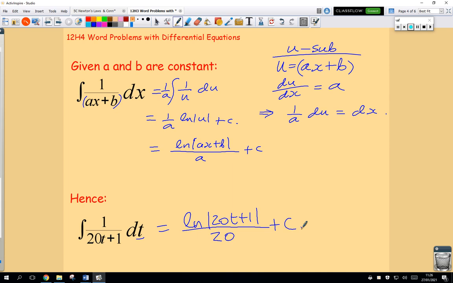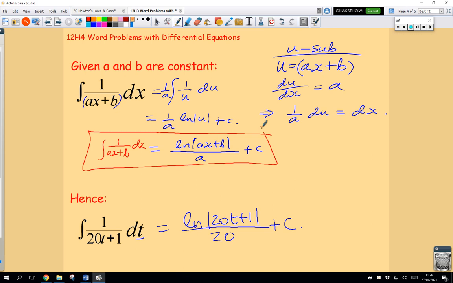That's actually worth remembering: the antiderivative of 1 over ax plus b, where a and b are constants, with respect to x, is that thing there. That is not given in your formula and tables booklets, but has come up in past exams. So if you can learn that off, great. If you can't remember it, just understand the u substitution. It's a fairly straightforward u substitution. Okay, that's the first thing.